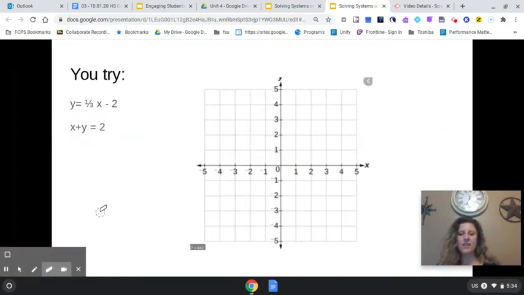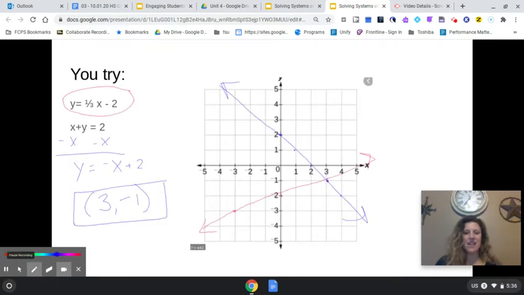Okay, this is the you try slide. So I gave you one equation in slope-intercept form, but I gave you the second equation in standard form. So you are going to need to transform that second equation into slope-intercept form. I'd like you to graph both of those lines and find the point of intersection or the solution. Pause the video here and then unpause the video when you're ready to see the results.